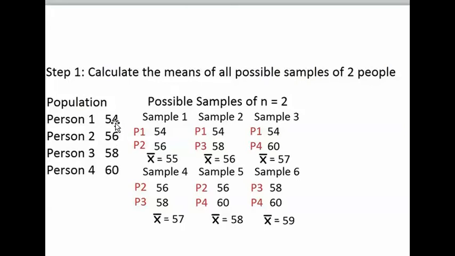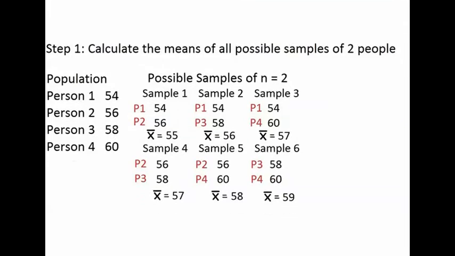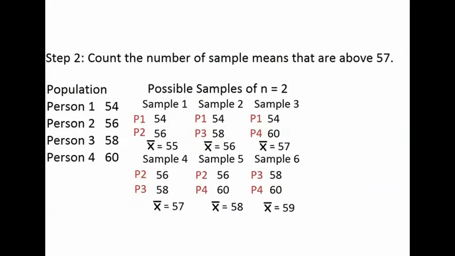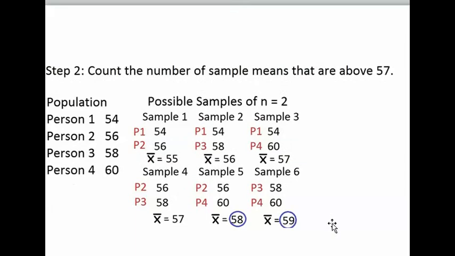We just sort the population into all possible samples of 2 people, and then calculate the mean of each possible sample. And then we get these 6 sample means. Once we have those 6 sample means, we just count the number of sample means that are above 57. These 2 sample means are both above 57, so it looks like 2 out of 6 samples have a sample mean above 57.